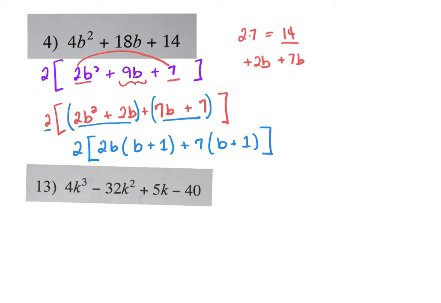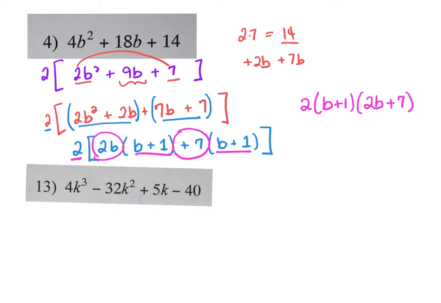My final step here is to get my terms. So I'm going to leave this 2. That will stay. What I have in common is the b plus 1. And then what is left over is my second group. And that would be my final answer here. 2(b plus 1)(2b plus 7).